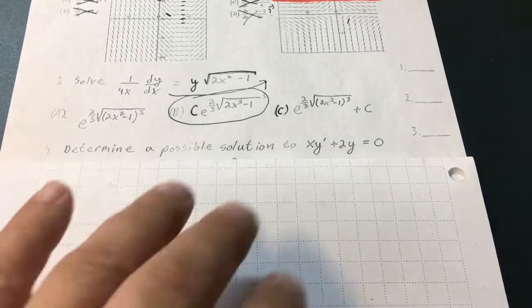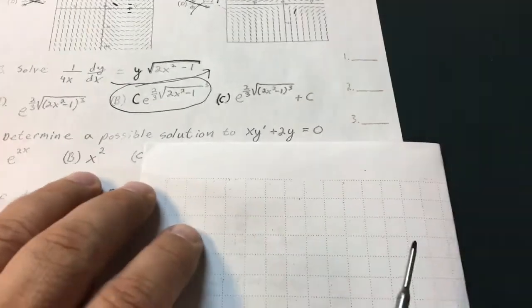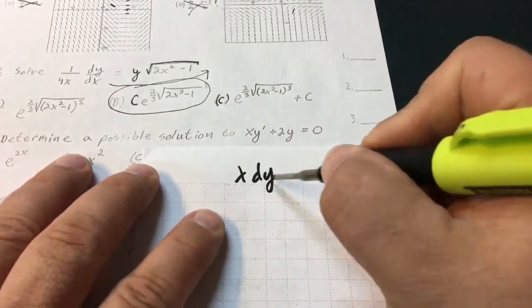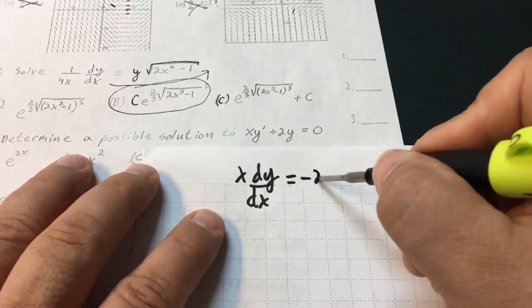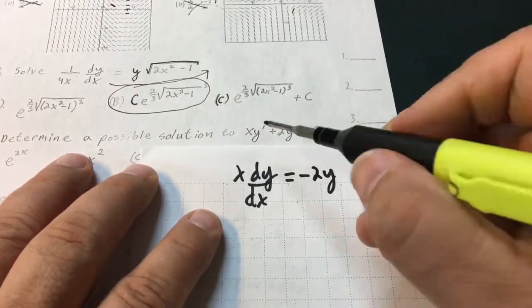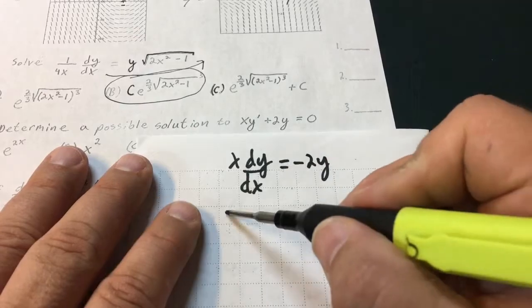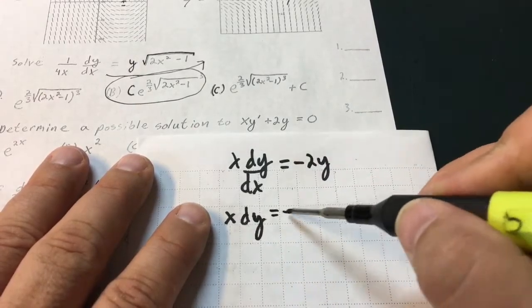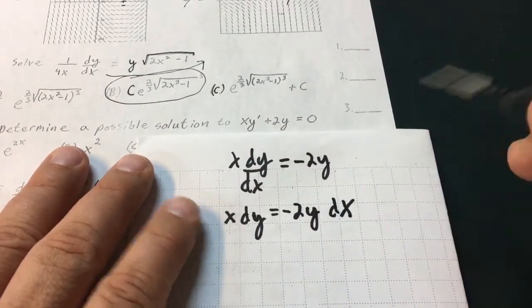Possible solution. Going to rewrite it as x dy dx equals negative 2y. I subtracted 2y from both sides. Y prime can be written as dy dx. I'm going to separate the variables. That's going to give me x dy equals negative 2y dx, for multiplying the dx over to that side.